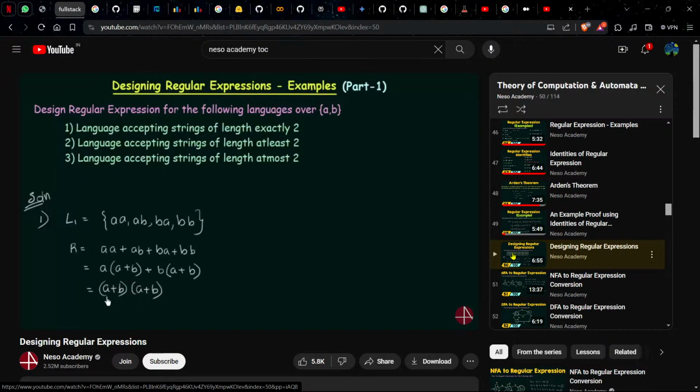So this is a simplified form, and this regular expression gives us the language that accepts the strings of length exactly 2. Now you see that when it is exactly 2, we are having A plus B and again A plus B. Now if you want to design a language that accepts strings of length exactly 3, then you can give one more A plus B here. Or if you want of length exactly 4, you can give another A plus B again, and it can be designed further in that way.